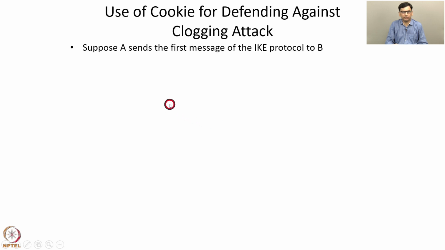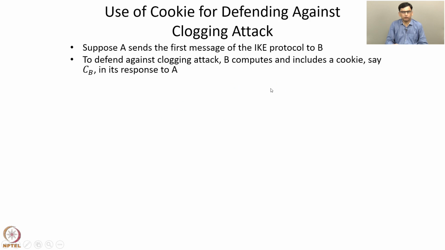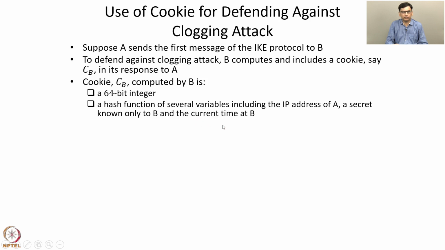So suppose A sends the first message of the IKEY protocol to B. To defend against the clogging attack, B computes and includes a cookie, let's call it CB, in its response to A. The cookie CB that is computed by B is a function of the following quantities. It's a 64-bit integer, and it is a hash of several variables, including the IP address of A, a secret known only to B, and the current time at B. So the cookie is a function of these.